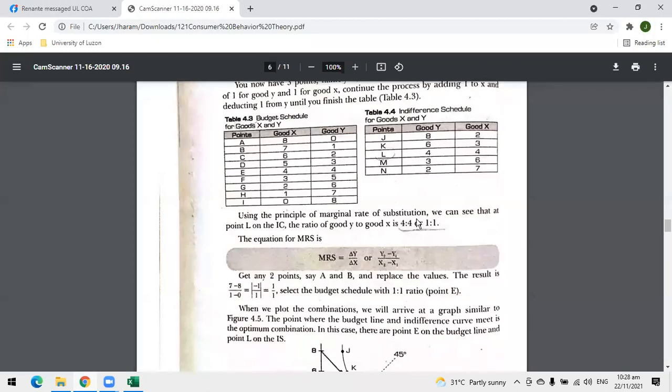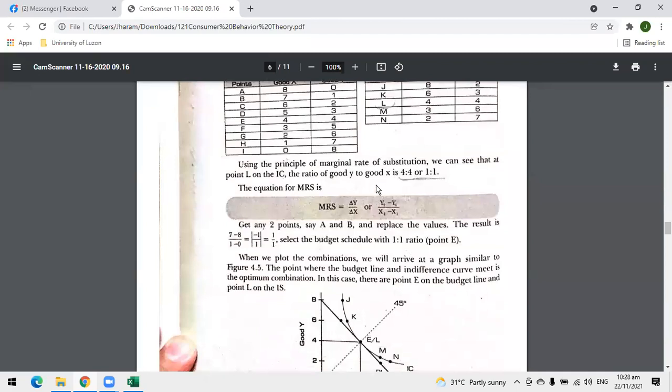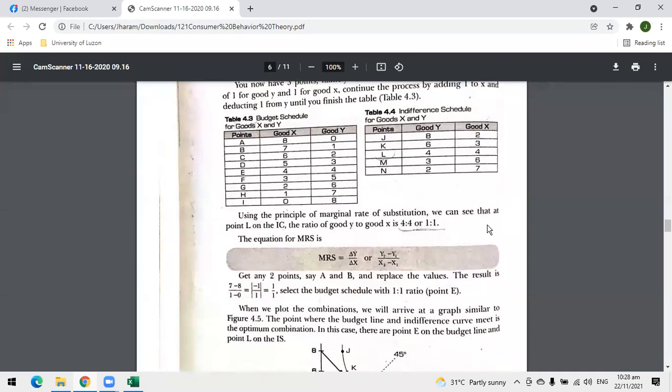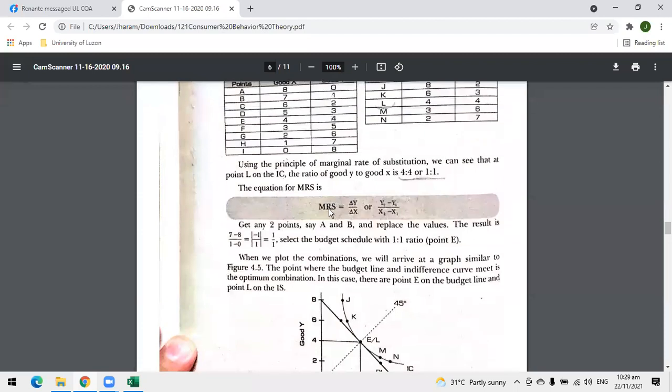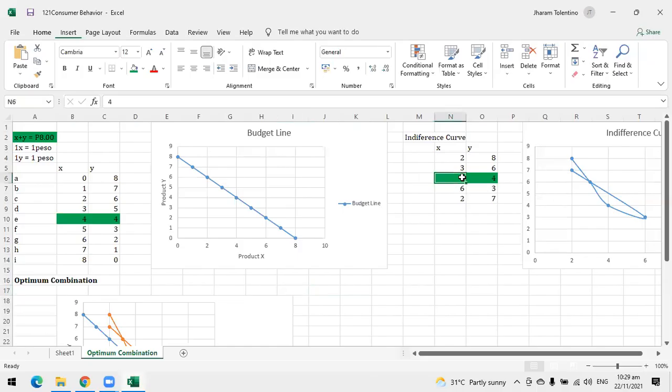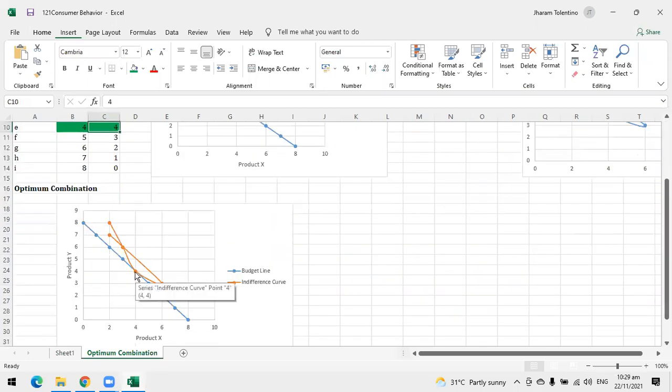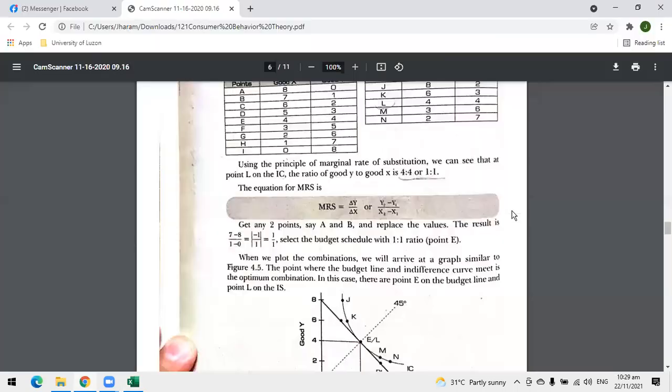Okay? Next. And then using the principle of marginal rate of substitution, we can see that at point L, here it is called point L, E and L, where the two combine, on the indifference curve, the ratio of good Y and good X is 4:4 or 1:1. 4:4, 4:4 this, right? 4:4 also. Okay, so simplified, 1:1.